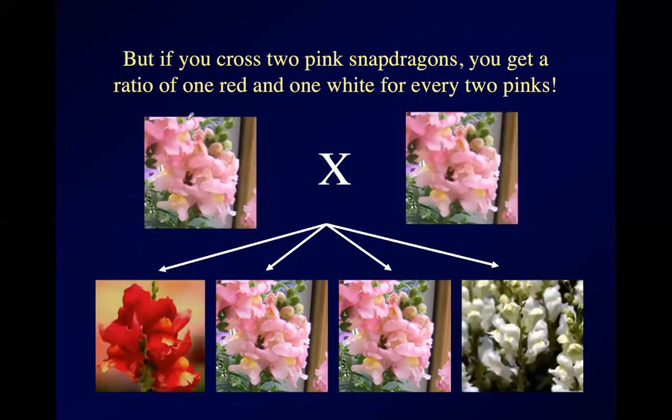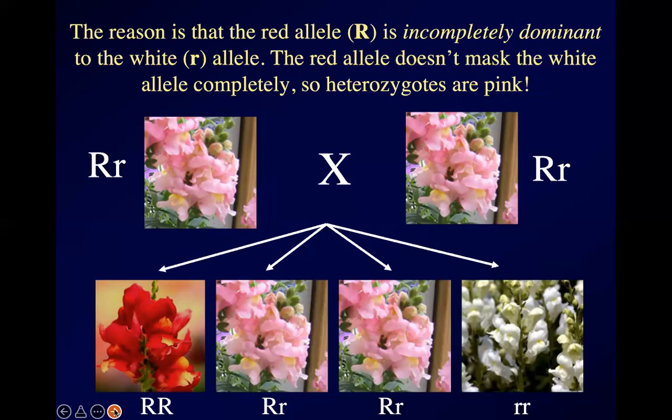And it turns out that if you cross 2 pink snapdragons, in the offspring you'll get 1 red and 1 white for every 2 pinks. 25% of the offspring are going to be red, 50% will be pink, and 25% will be white. And the reason is that in this case, the red allele is incompletely dominant to the white allele. The red allele does not completely cover the presence of the white allele. You could think of this as some of the white color peeking through, if you like.